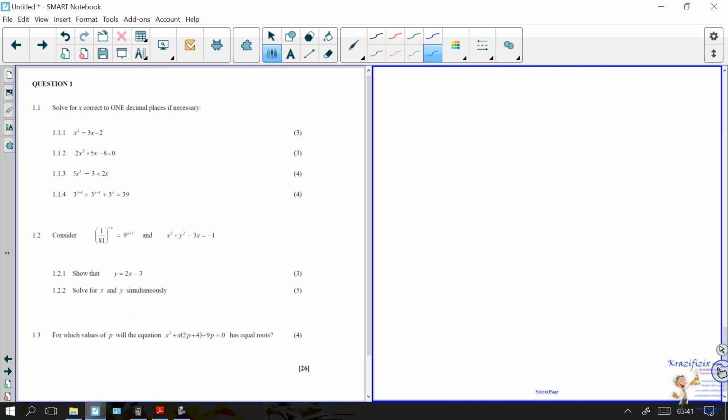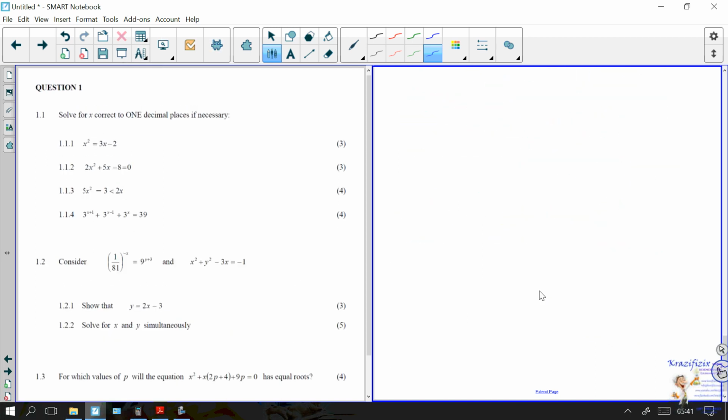All right, 1.1.3. If you feel that the video is moving too fast for you, please rewind and watch again. All right, 5x squared minus 3 less than 2x. This is inequalities, and a lot of learners find this very, very difficult. But let's simplify it for you.